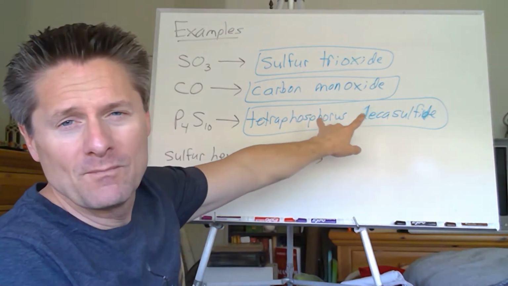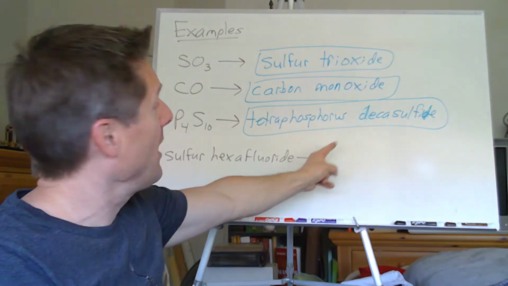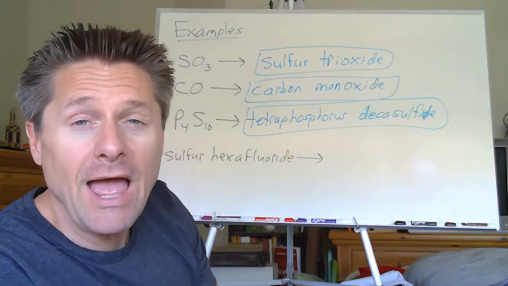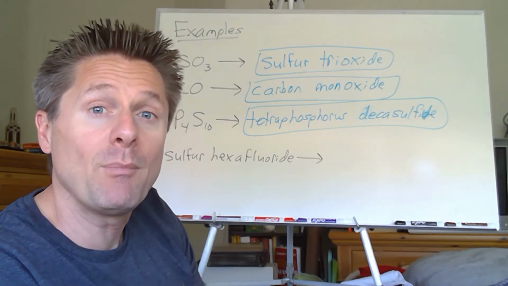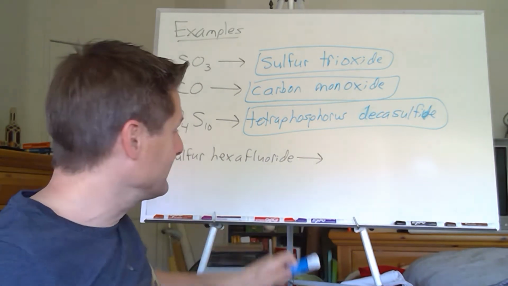How do you know from a name that it's a covalent compound? You see the prefixes. None of the other ones have that. It's unique to them. Just like if you have Roman numerals, that's unique to a type 2 ionic compound. Oh, you're starting to recognize things now.